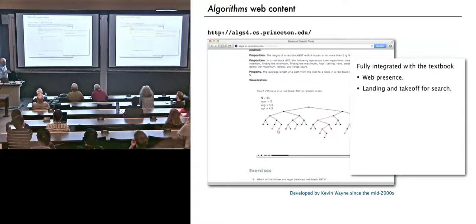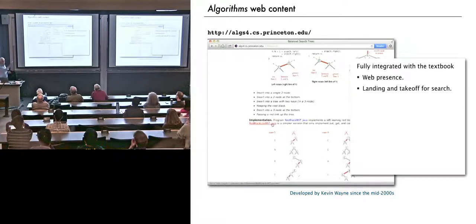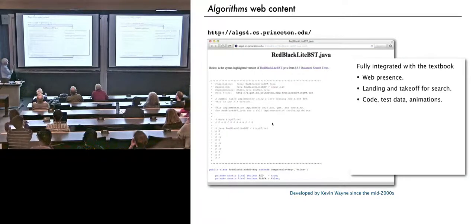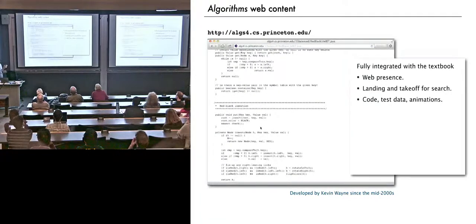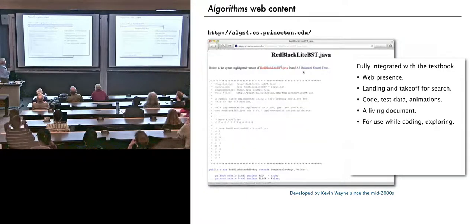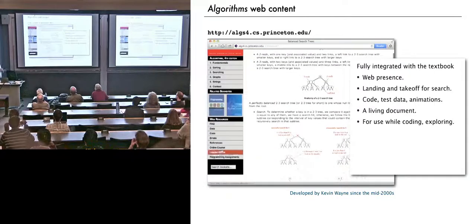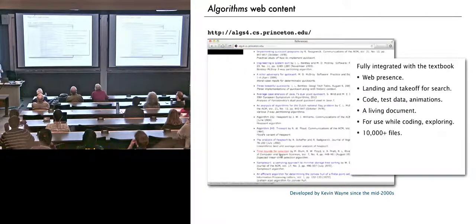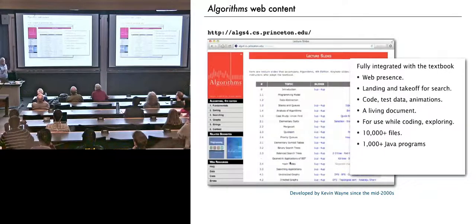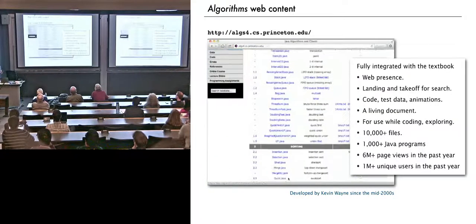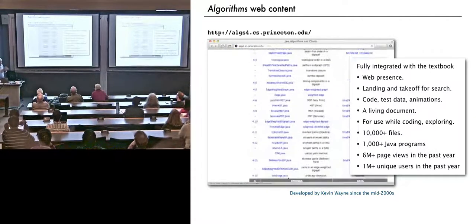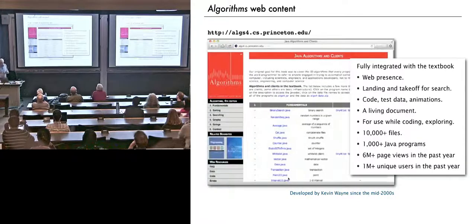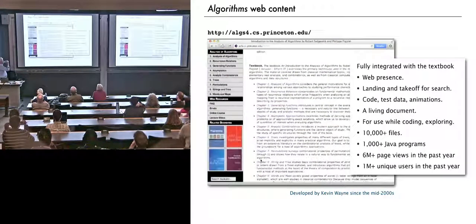Nowadays, when I write code, I just search for the name of that thing, and it comes right up in the Google window. It's got real code that you can just download and use. It's a living document that is for use while coding and exploring. For algorithms, there are tens of thousands of files, and 1,000 Java programs that people just download and use. There were 6 million page views last year, and 1 million unique users for the algorithms web content. It's a big part of how students can interact with our content. There's much more on there than is in the book, so it's also a resource for people teaching with the book.